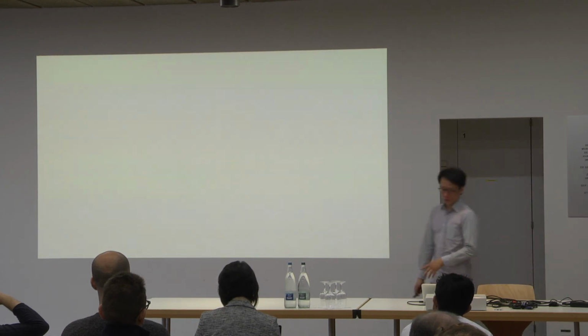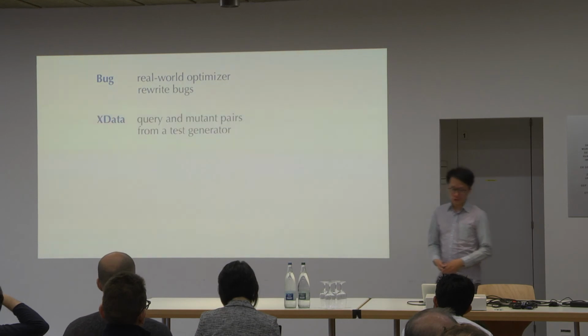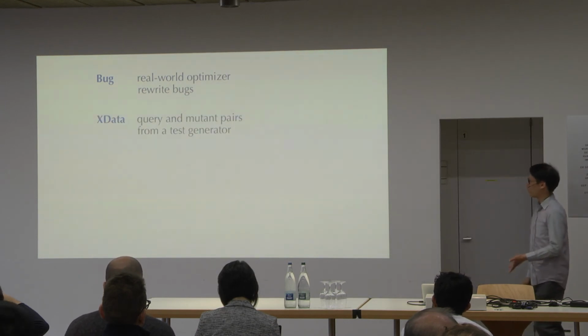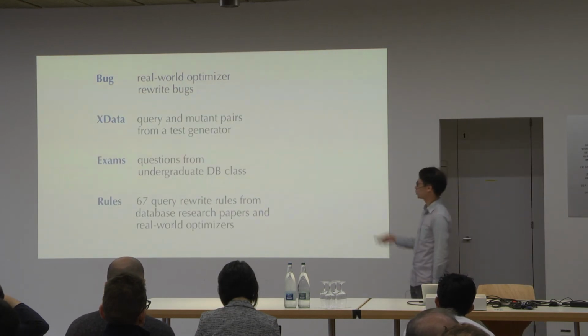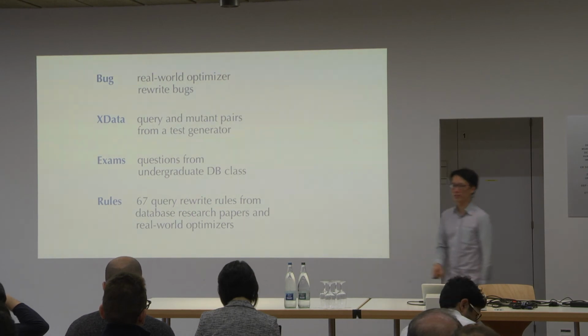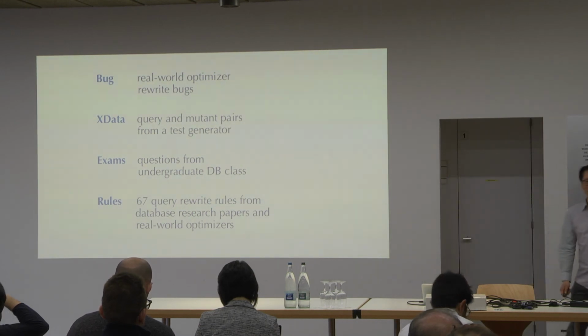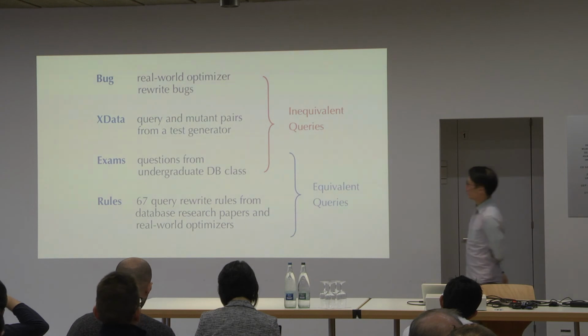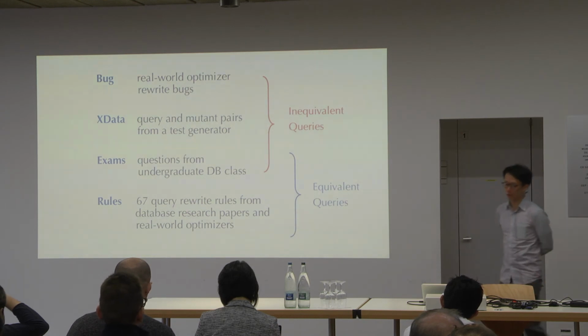Okay, so to evaluate, we use a bunch of different benchmarks that we can find, including real-world optimizer bugs, all the way up to questions from undergrad database classes that we were able to find from instructors, and they include both inequivalent and equivalent queries that we know.